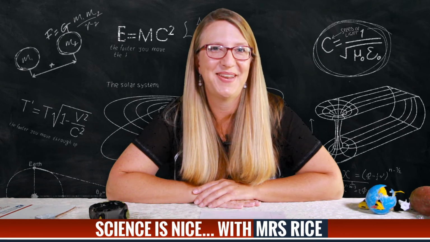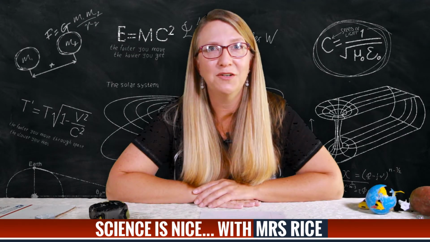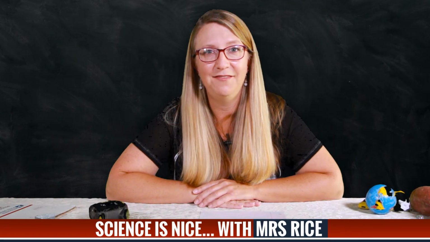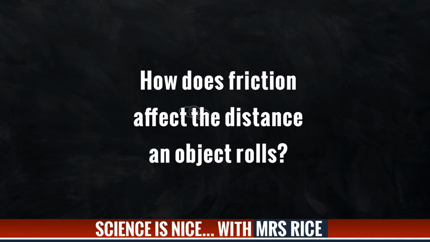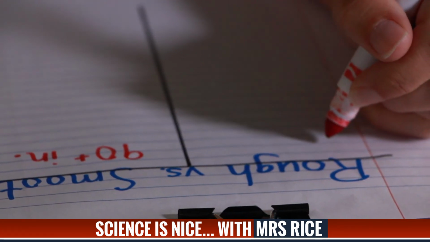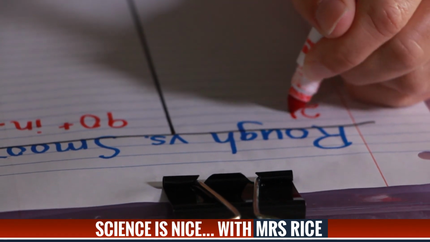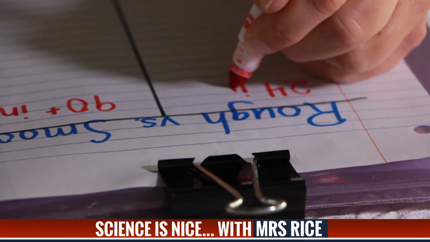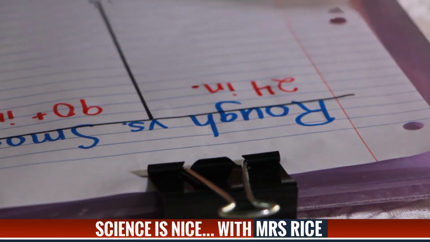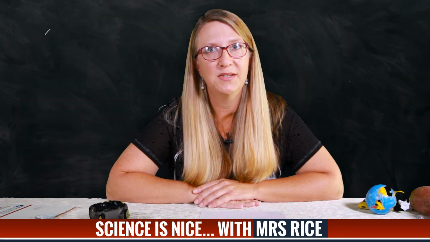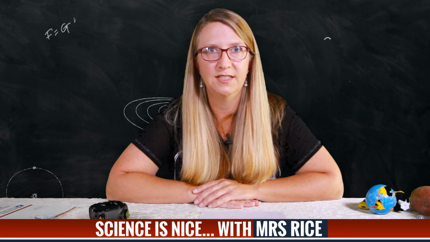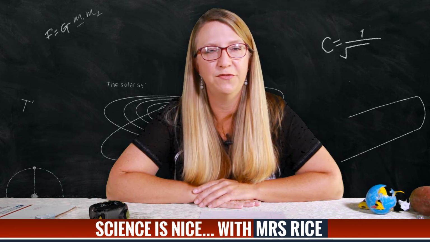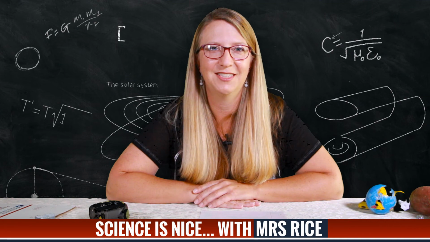Pause the video now. Let's look back to the question we set out to investigate. Did friction affect the distance that your object rolled? Look at your measurement data. Did you find that the rougher surface measurements were shorter than the smoother surface measurements? Then you can conclude that rough surfaces usually have more friction than smooth surfaces.